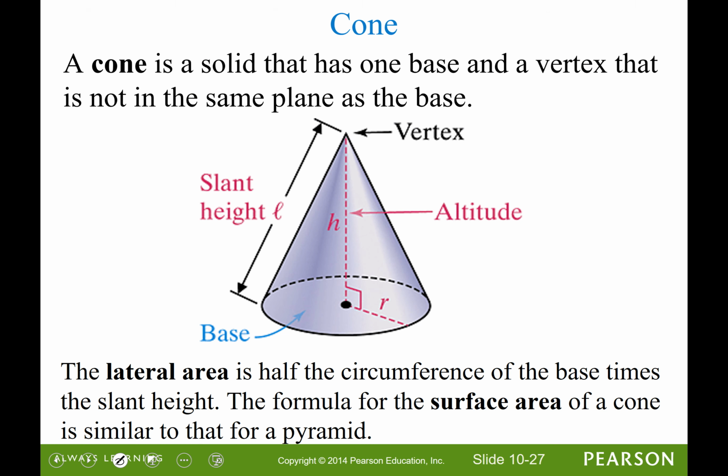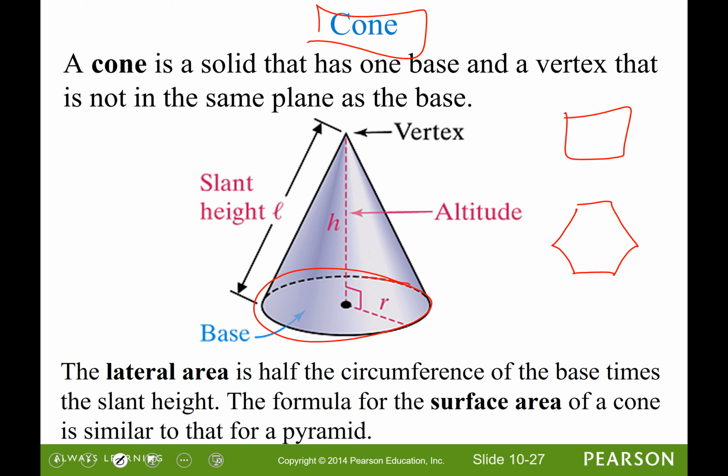All right, let's talk about the cone now. A cone is a solid that has one base and a vertex that is not in the same plane as the base. So we're really similar to the pyramid at this point. And the difference between a pyramid and a cone, or what's more specific about a cone, is that the base can't be a square base. It's not sometimes a hexagonal base. It's always a circle. And that is what makes that pyramid a cone.